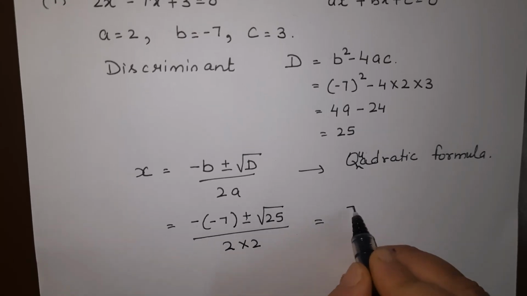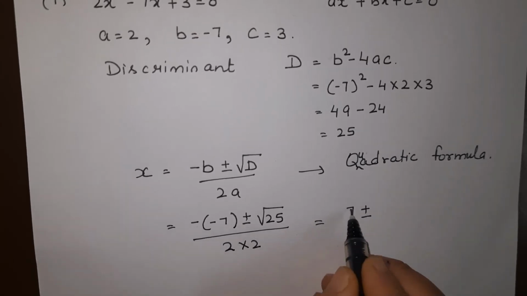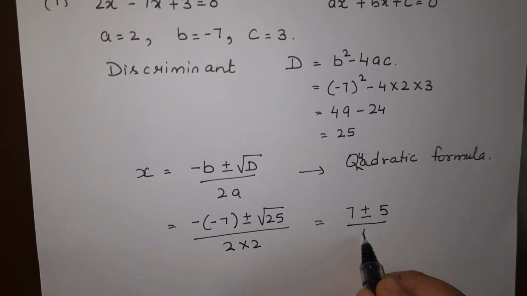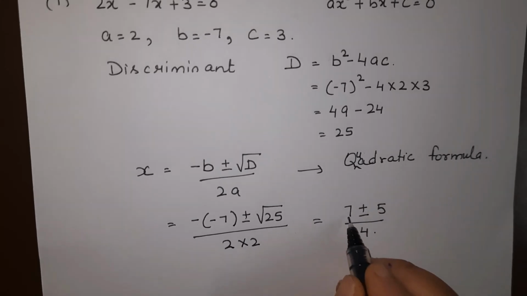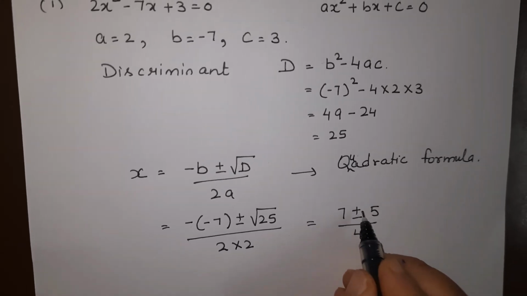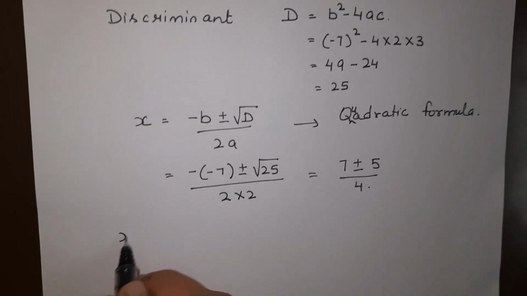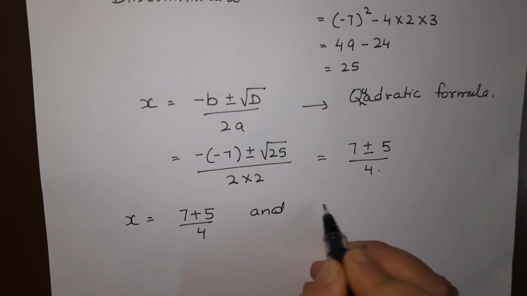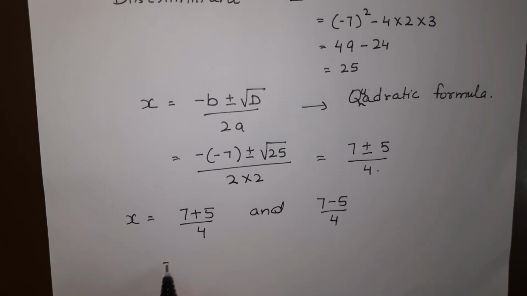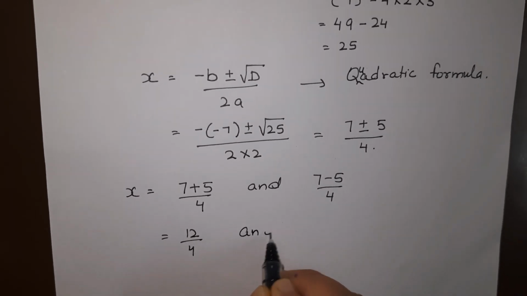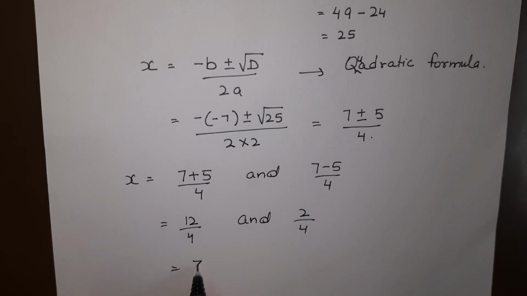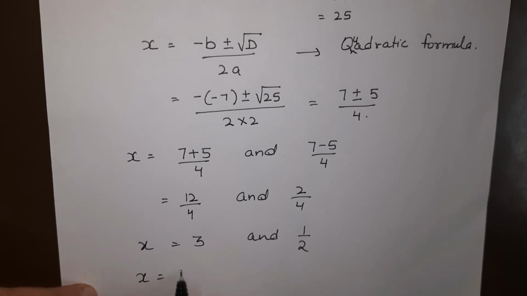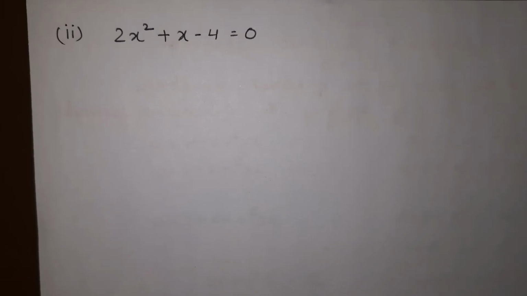So this will be 7 plus minus, since minus minus will be plus, and then the square root of 25 is 5, over 4. Now see, it has two values: one with the positive sign, when 7 and 5 are added, and one with the negative sign. So x is 7 plus 5 by 4 and 7 minus 5 by 4. So this is 12 by 4 and 2 by 4. So this is 3 and half. So there are two roots, 3 and half.